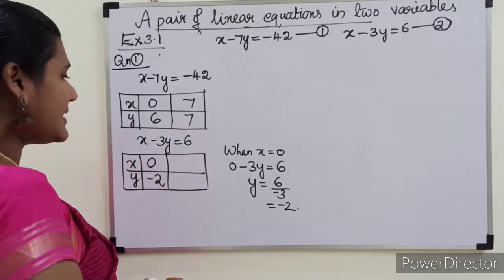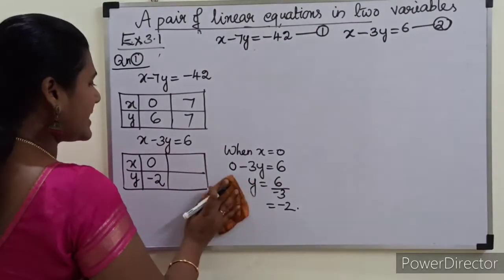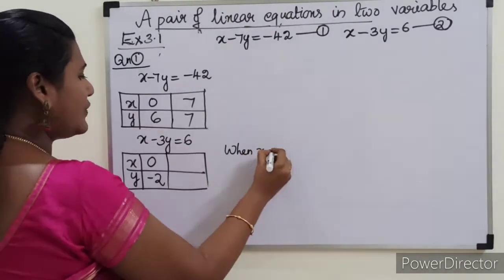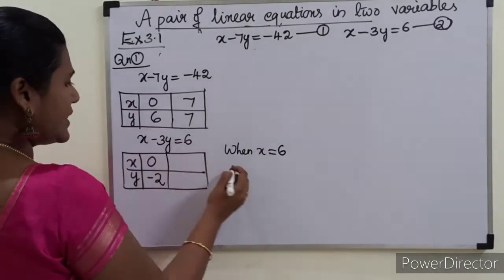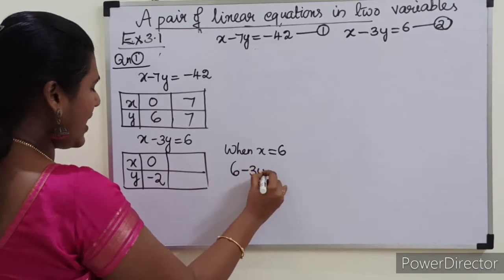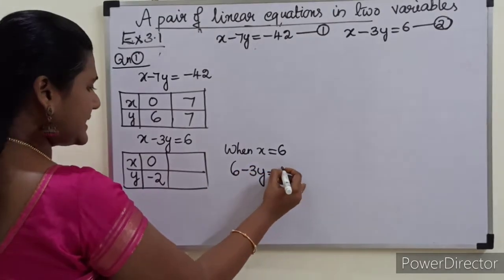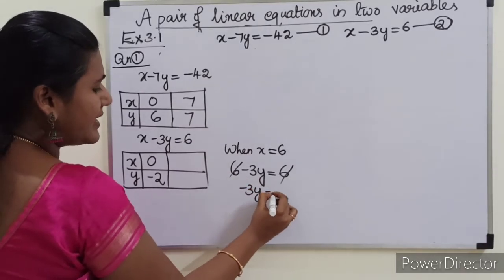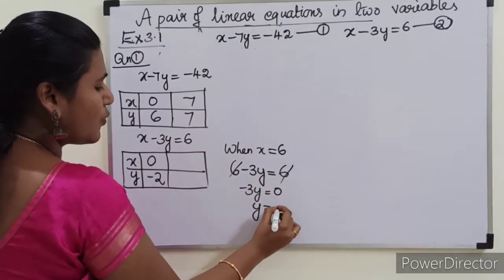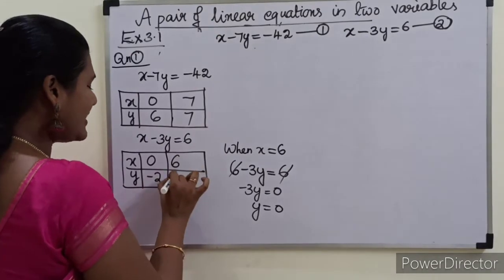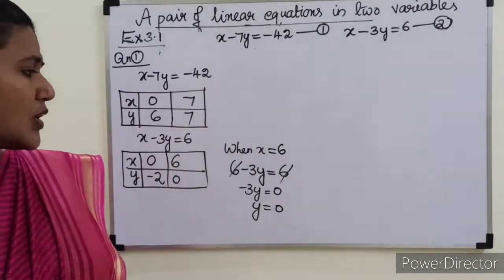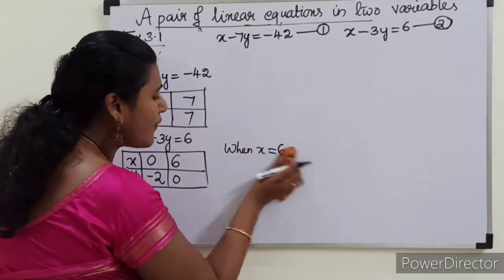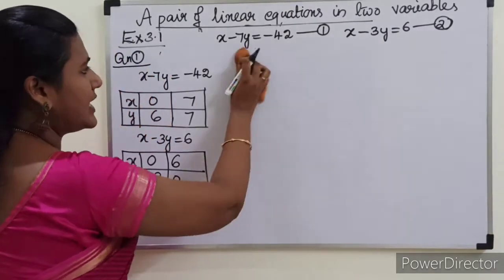Now we will consider the second value, that is, x is equal to 6 here. If you take x is equal to 6, then 6 minus 3y is equal to 6, and here this 6 will get cancelled, that is, minus 3y is equal to 0, so y is equal to 0. So we got the second solution also, that is 6 comma 0. So we got two solutions for the first equation and the second equation.